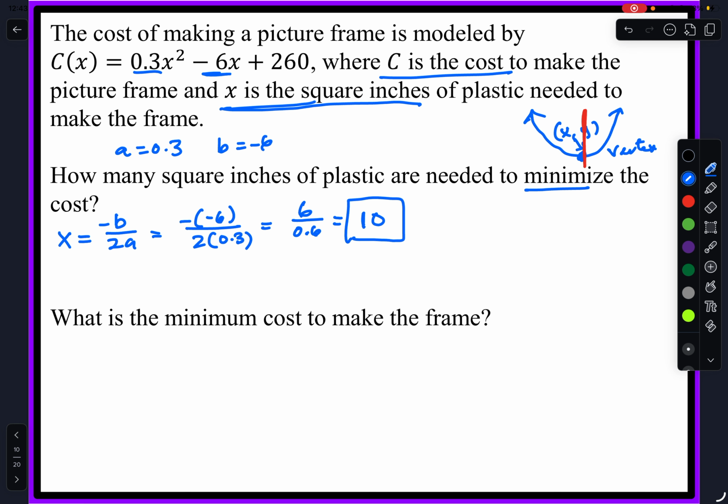Now, what is the minimum cost of that? Well, to do that, I'm going to replace the X value with this number of 10, and that's going to evaluate C of 10. And since 10 is the location of the minimum, we're going to determine the minimum cost. So C of 10 equals 0.3 times 10 squared, minus 6 times 10, plus 260.